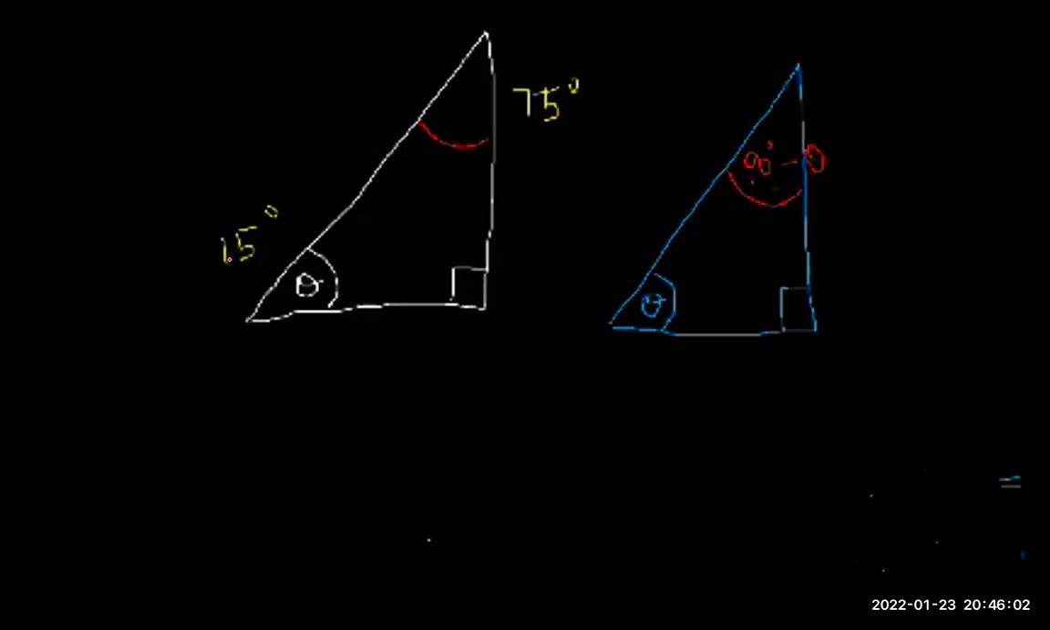Just like here, if I said that theta is 15, to find the value of this angle, I know that these two must add to 90. So what number plus 15 is going to give me 90? It's 75. That's why this angle right here, if theta was 15, is 90 degrees minus theta.